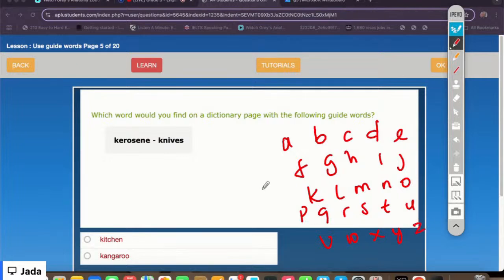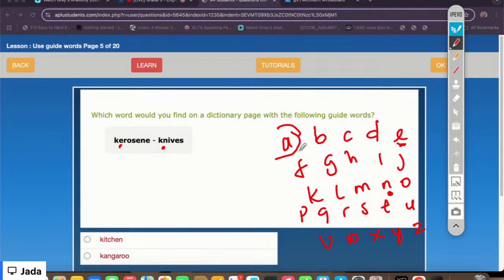All right, so this is our alphabet. Look at where we have A here, and then K, kerosene is KE, right? So we have E, and then knife is KN. So up until N, you can see it. So from E to N, which one can you find? Can you find kitchen or kangaroo? Now kangaroo is KA. Look at A.